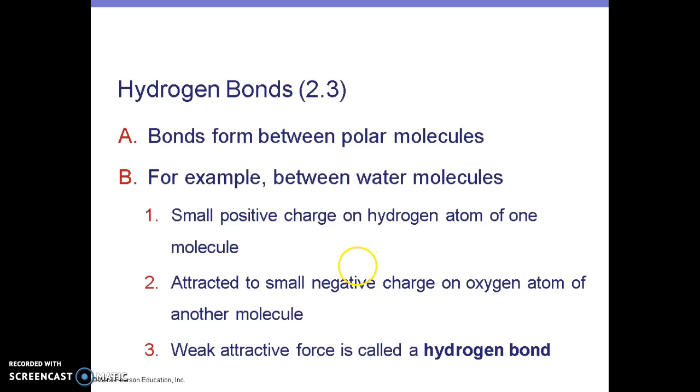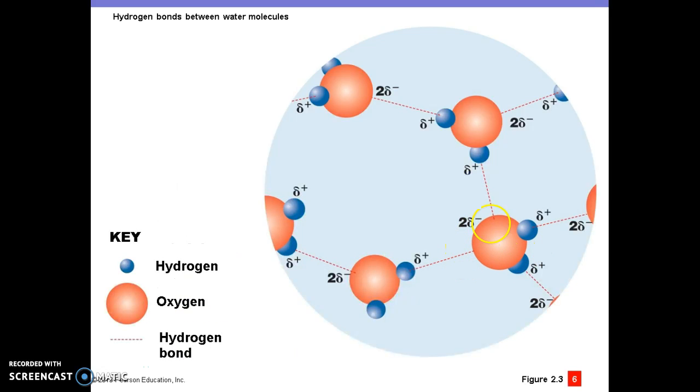We'll see hydrogen bonds between other molecules as well. For example, proteins are held in their shape by hydrogen bonds. But a hydrogen bond is a weak bond, very, very weak, but there are usually so many of them.